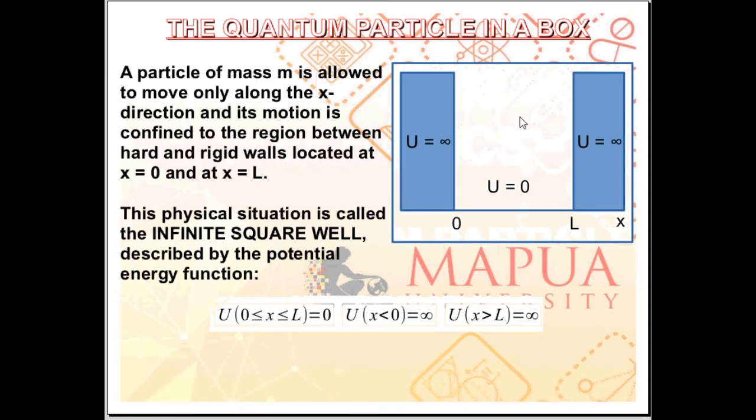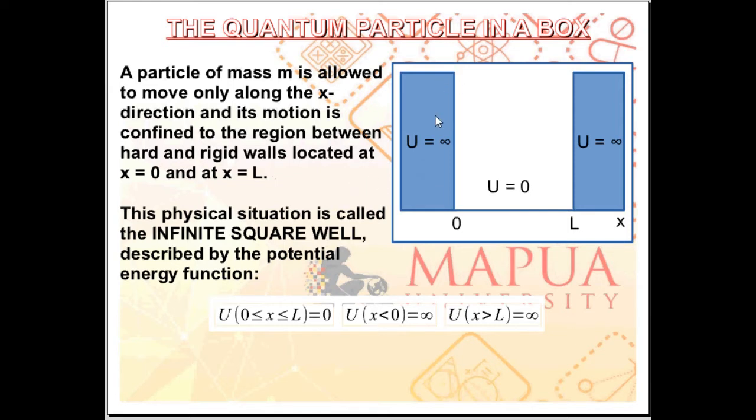A particle confined to a region by two potential barriers. So the quantum particle in a box, consider a particle of mass m, and that particle is only allowed to move along the x direction or x-axis, and its motion is confined to a region from x is equal to 0 to x is equal to L by hard and rigid walls.